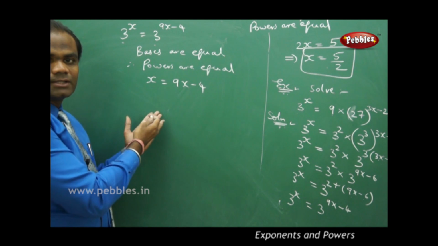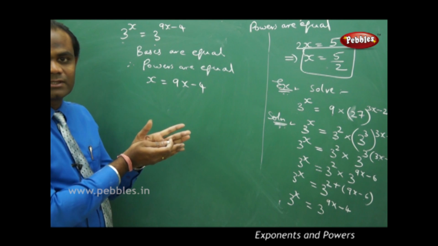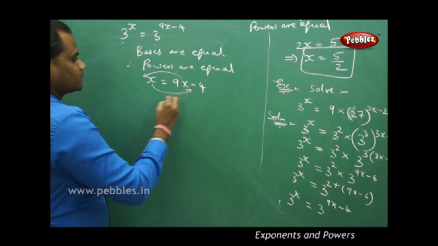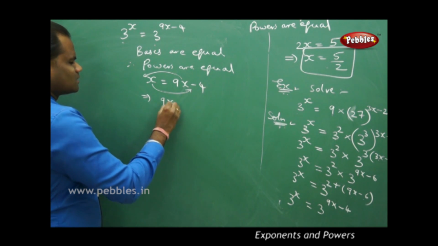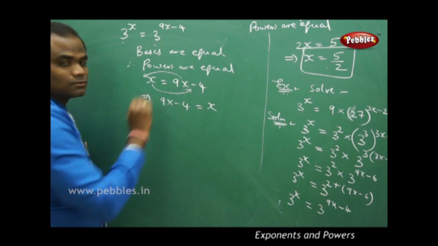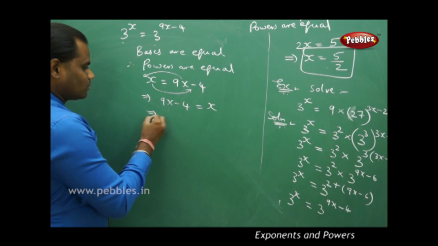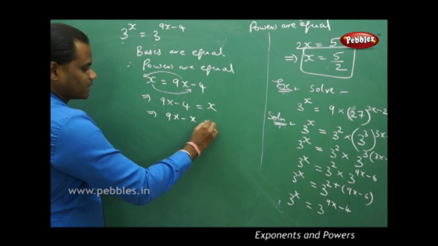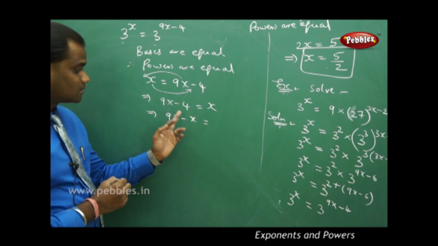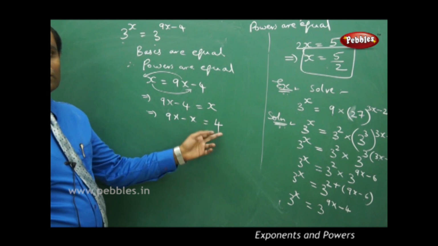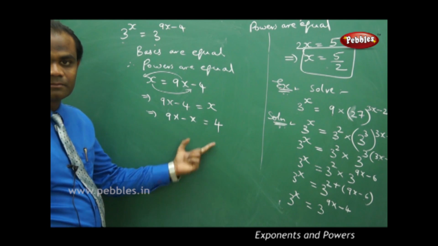Now I have to simplify this by taking all x terms to one side and all constants to the other side. So I get this as 9x minus 4 is equal to x, interchanging the left hand side and the right hand side. Then I take all x terms to one side, where x comes here as negative x and negative 4 goes to the right as positive 4. And this is how the equation can be rearranged.